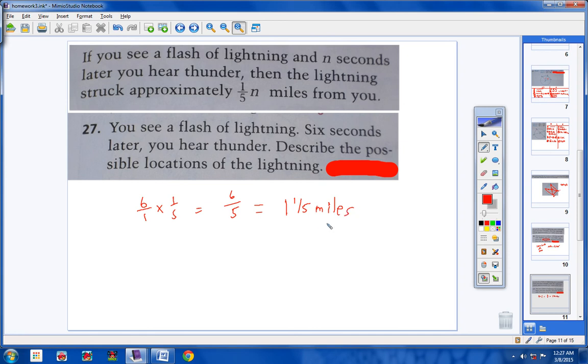Now, they want to describe the possible location of the lightning. Sure, no problem. It's going to be a circle. I mean, you're here, and you know it's 1.5 miles away. So it could be any location on this circle, depending which way you were looking, of course. The location where the lightning struck is approximately 1.5 miles from where you're at. So make a circle, and that's all the possible locations.